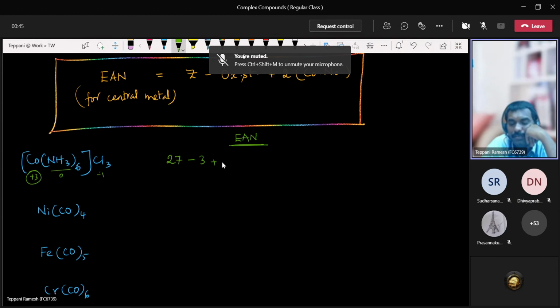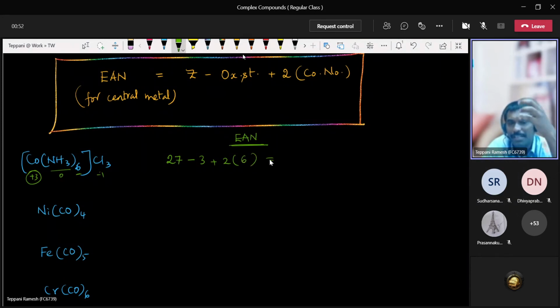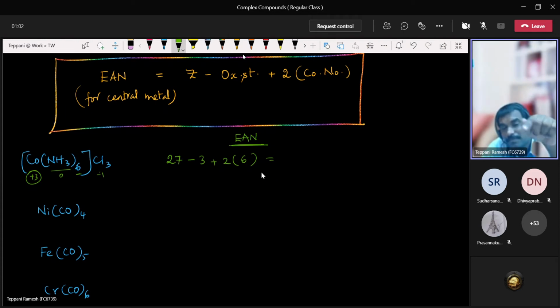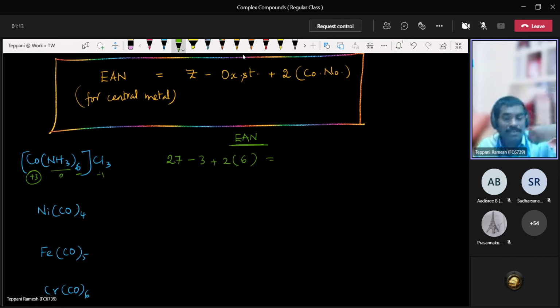Plus 2 into the coordination number, which is 6. Six dative bonds are formed, so 6 electron pairs are received. Why 2 into? Each dative bond donates 2 electrons. So the Z value is nothing but the number of electrons. Initially there were 27 electrons; 3 electrons were given out, since positive charge means given out, leaving 24. Then the 6 dative bonds give 6 into 2 electrons gained.